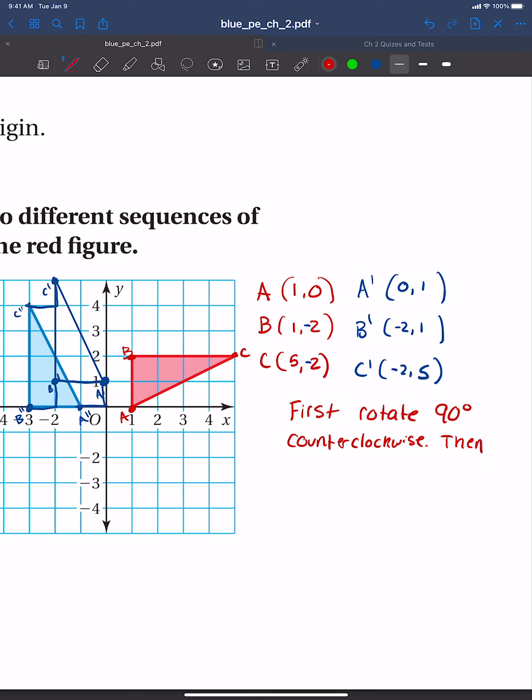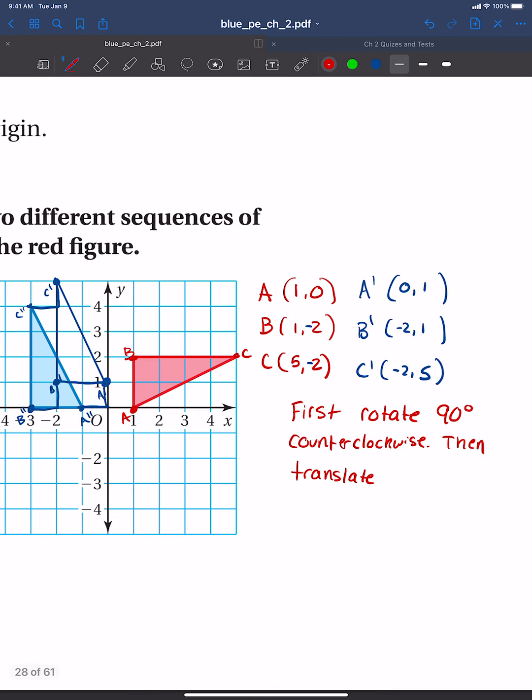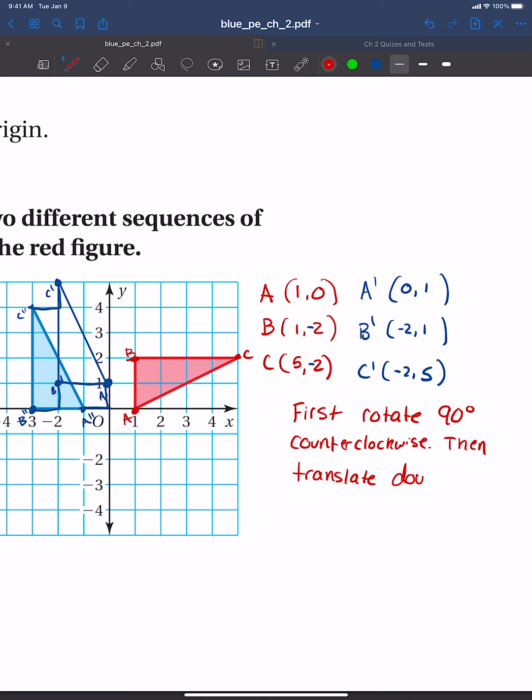Then translate, and we said it was down 1, left 1. And there we go. That's it. First we rotated 90 degrees to get there, then we translated down and over.